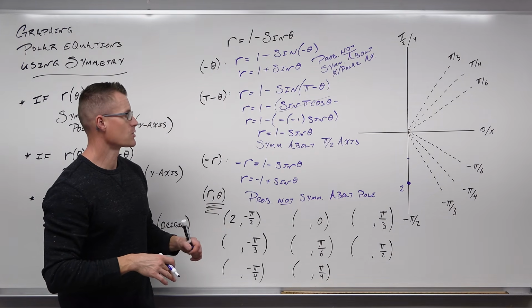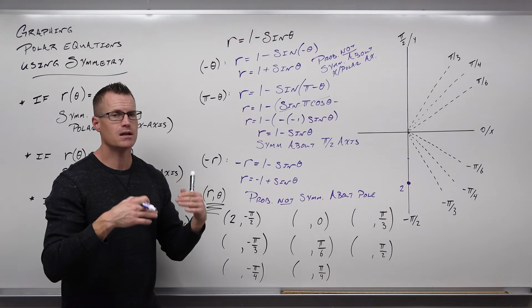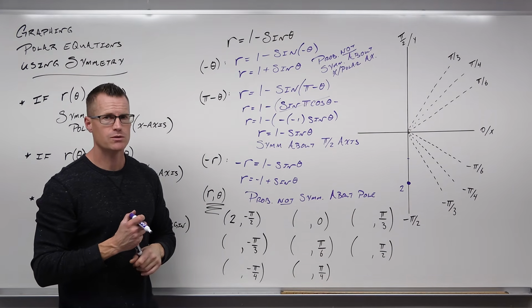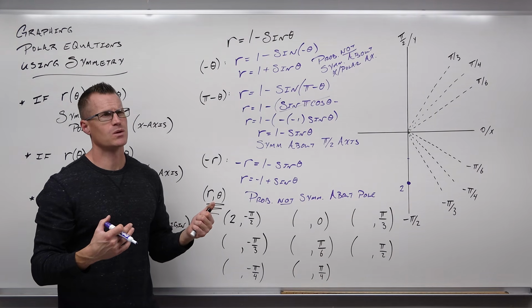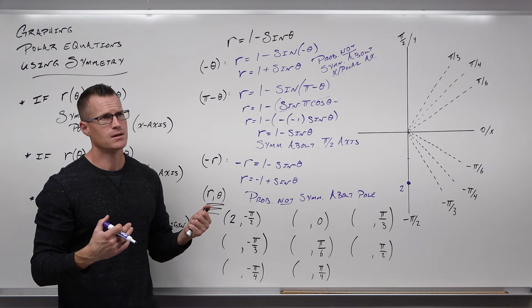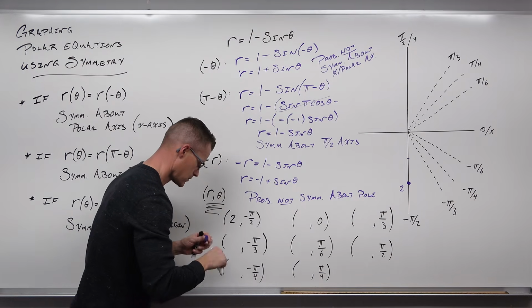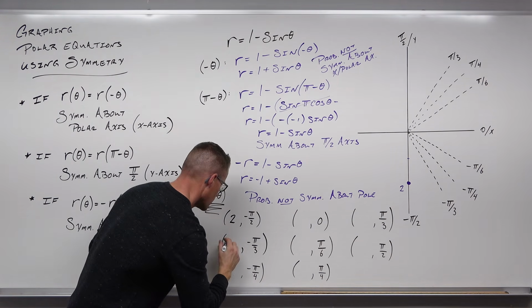How about negative pi over 3? Sine of negative pi over 3 is negative square root 3 over 2. 1 minus negative square root 3 over 2 is like 1 plus square root 3 over 2. Let's see. Square root 3 over 2 is like 0.87. So this is positive 1.87. I think it's 1.866 something.